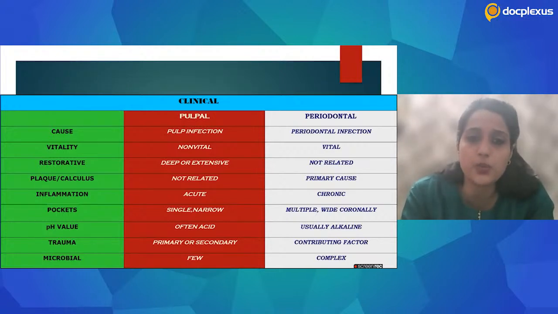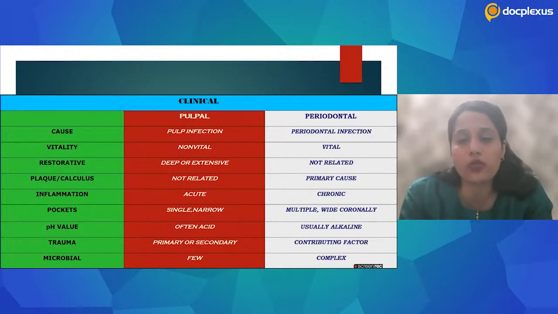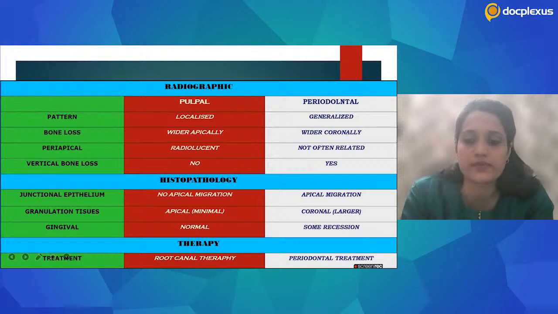Inflammation: if it is an acute case, then definitely there will be good pain. In the periodontium, it is a chronic condition. Pockets in a pulpal condition are usually single and narrow; periodontal are multiple and wide. pH value, obviously we're not going to judge, but it is often acidic in pulpal and usually alkaline in periodontal. Trauma is usually primary or secondary in pulpal cases, while it is a contributing factor in periodontal tissues, maybe trauma from occlusion or any other trauma. And microbial organisms are very few in pulpal and too many in periodontium.